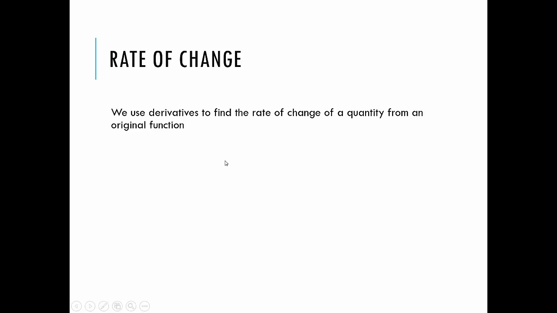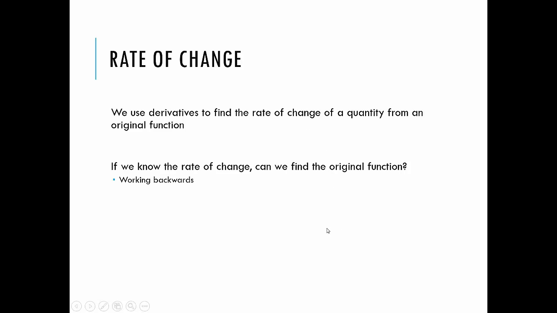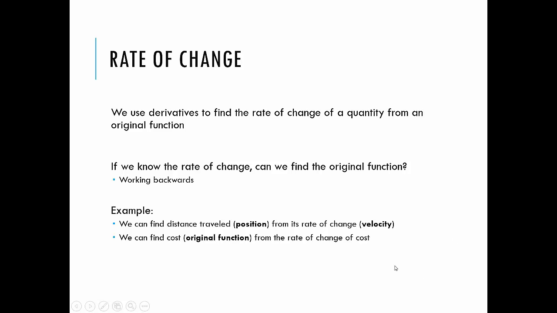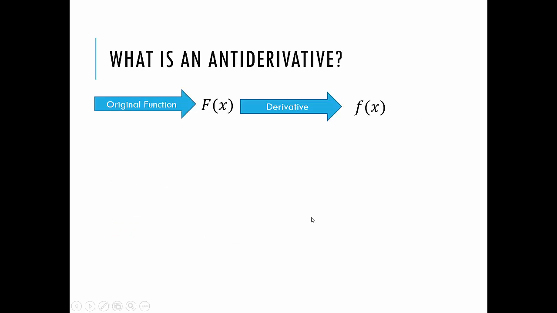So what we've been doing is we used our derivative to find the rate of change of a quantity. So we found a derivative that told us the rate of change from an original function. But what if you know how something's changing, but you don't have the original function? That is, we want to work backwards. For example, we could find the distance traveled if I knew the velocity from its rate of change. I could find cost, my original cost function, if I knew how cost was changing.